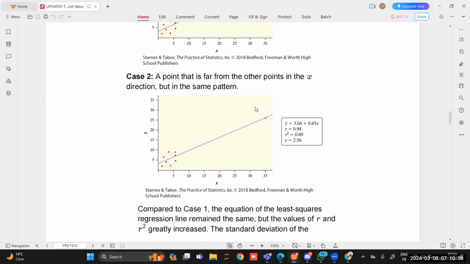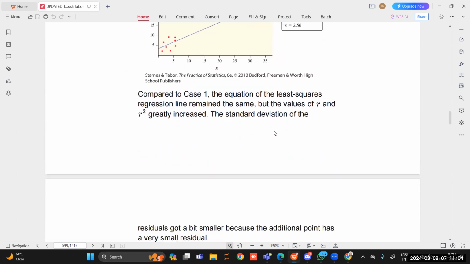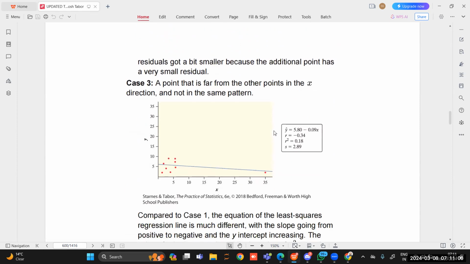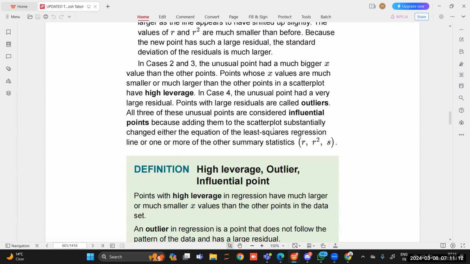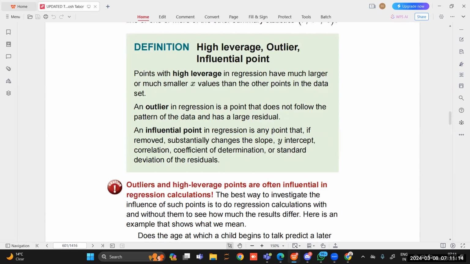Here it is not having a high residual, it is on the line, but it is having a very large x value. So what it is doing is changing the correlation coefficient, decreasing and increasing the correlation. That's the thing. It is called a high leverage point, and these two things, high leverage and outlier, are called influential points. An influential point in the regression is any point that, if moved, subsequently changes the slope, y-intercept, correlation, coefficient of determination, or standard deviation of the result.